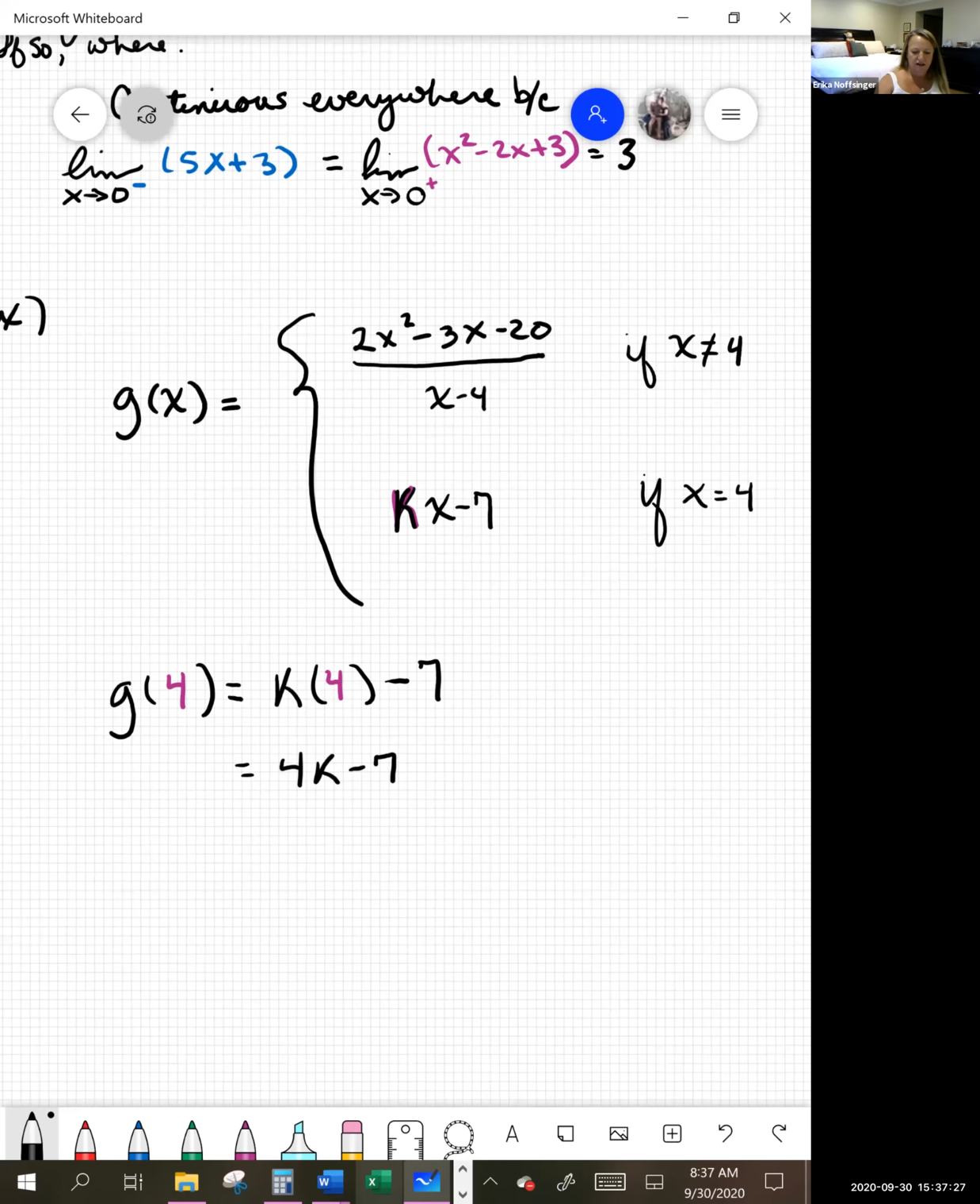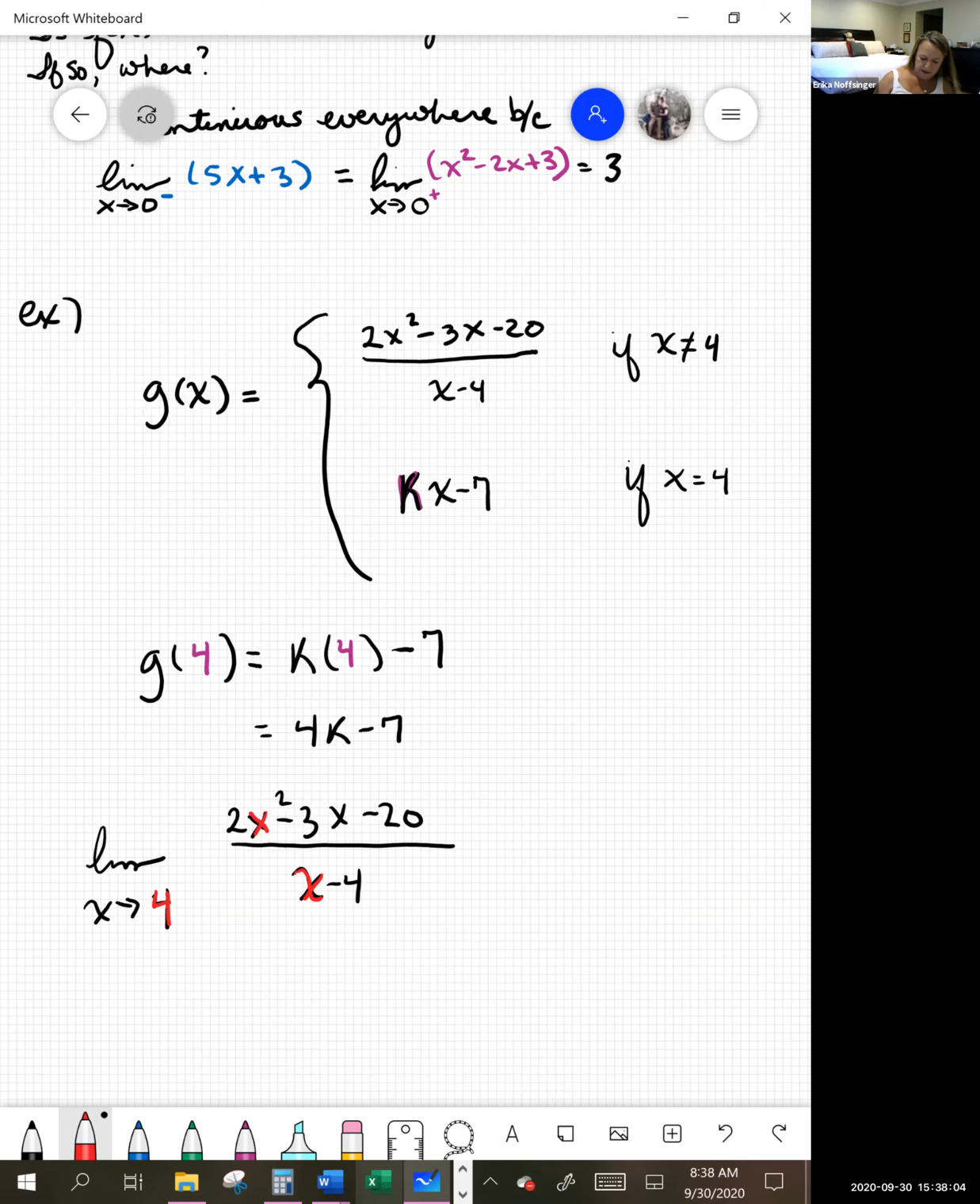If we look at the limit as x is approaching 4 of 2x squared minus 3x minus 20 all over x minus 4, let's go in and plug in 4 wherever you see an x. We get 2 times 4 squared minus 3 times 4 minus 20, all over 4 minus 4.